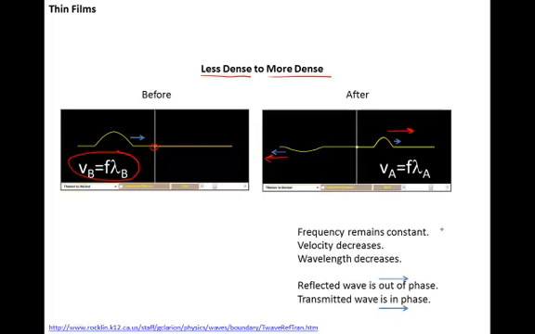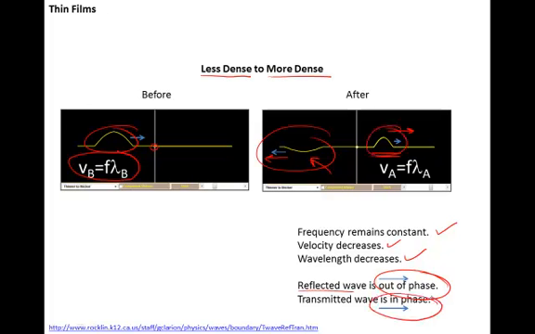As we said earlier, the frequency remains constant, but the velocity decreases and the wavelength decreases. Notice that the reflected wave, this wave here, is out of phase, meaning it's inverted compared to our original wave, and the transmitted wave pulse is in phase. So this is the symbol I am using for out of phase, and this is the symbol I am using for in phase, as it relates to the original wave pulse.